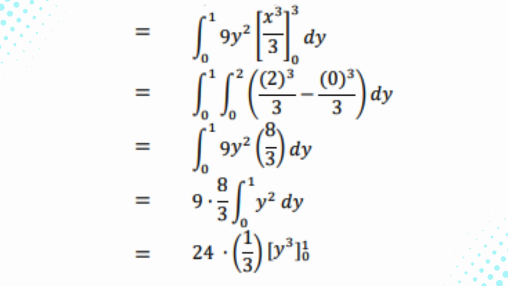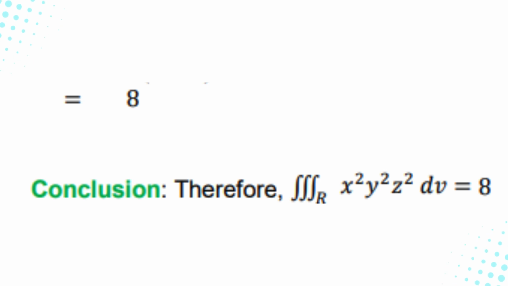Multiplying the constants, 9 times 8 over 3 equals 72 over 3, which simplifies to 24. The integral of y squared is y cubed over 3 evaluated from 0 to 1 and multiplied by 24. Evaluating the limits gives 1 over 3, and 24 times 1/3 equals 8. Therefore, the integral over R of x squared y squared z squared dV is equal to 8.